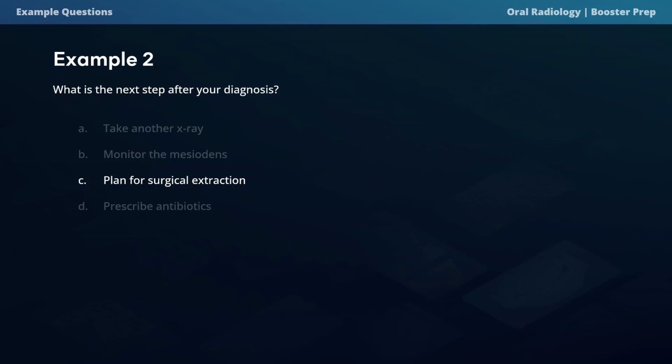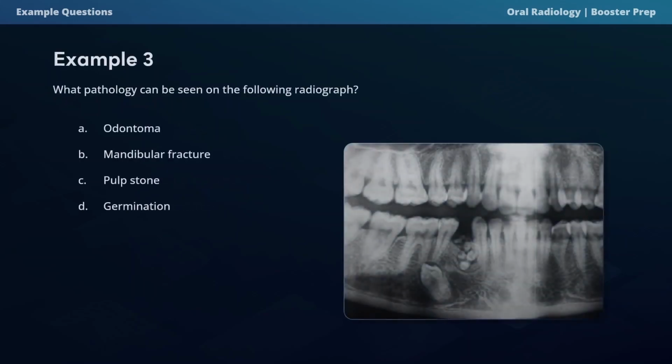Sample question 3 asks, what pathology can be seen in the following radiograph? All right, guys, take a second to pause the video and to answer the question. Okay, let's take a look. The correct answer here is A, odontoma. And an odontoma shows up as a radiopaque mass with irregular margins surrounded by a radiolucent zone, and an odontoma includes multiple small calcified structures that may resemble teeth.